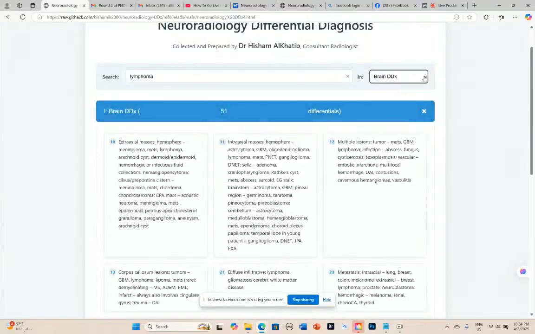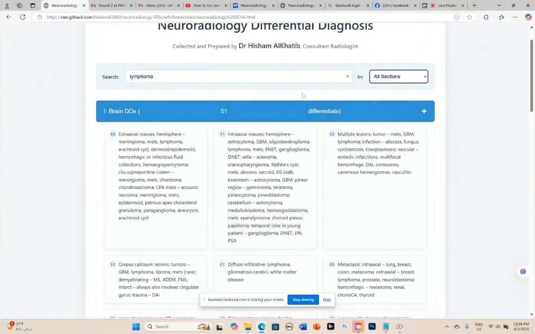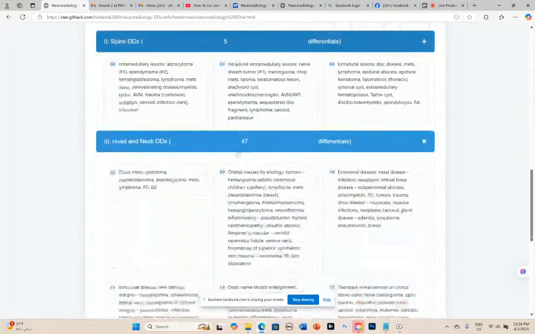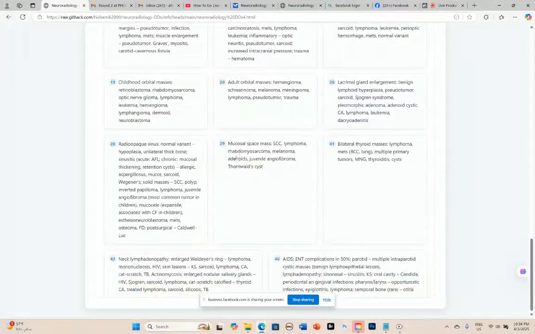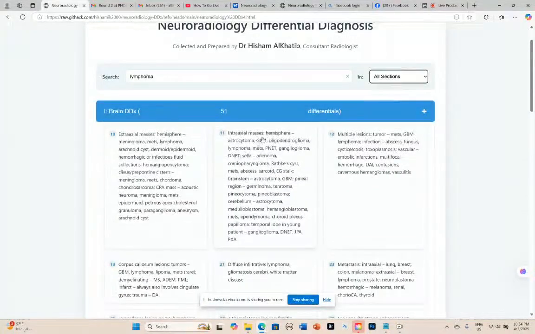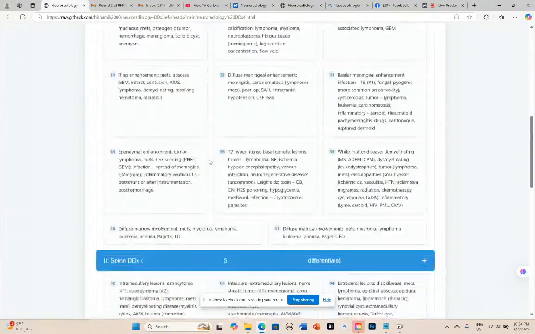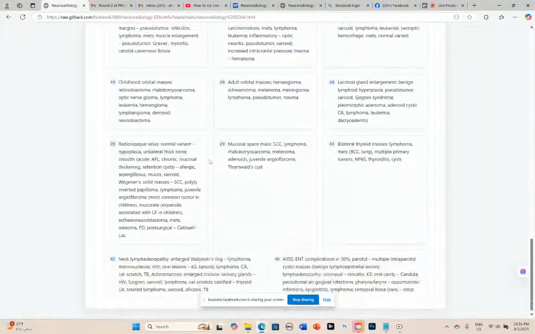And if we want to extend the search and include all sections, we get the differential diagnoses involving the brain, the spine, and the head and neck. This is a simple way to learn the differential diagnosis and to memorize these differential diagnoses.